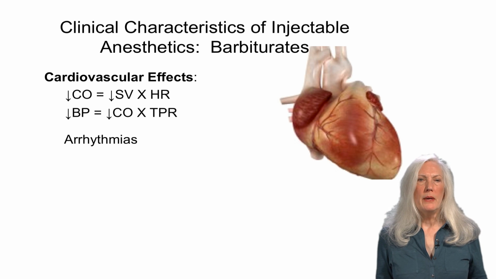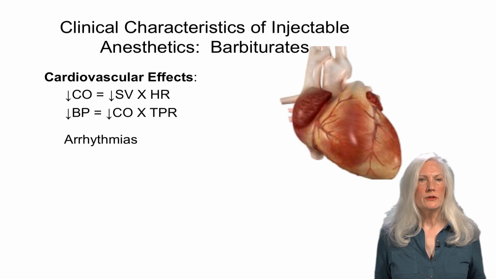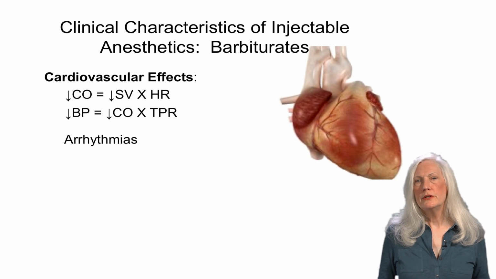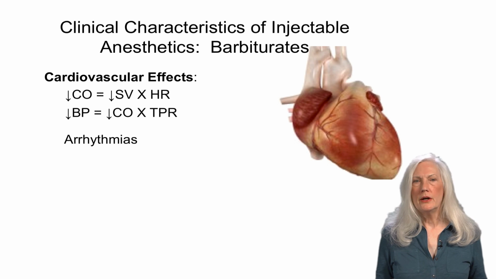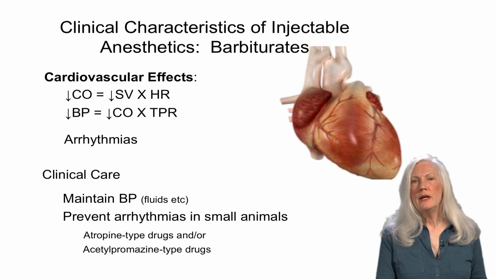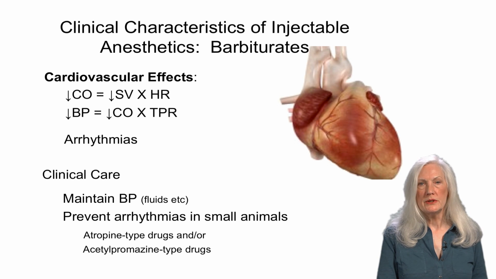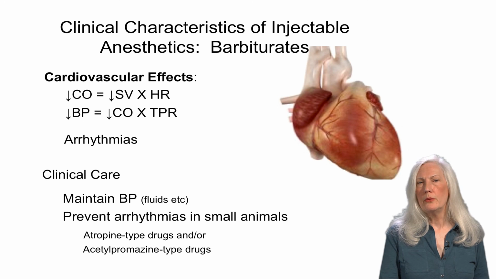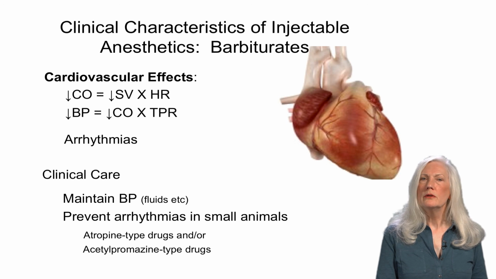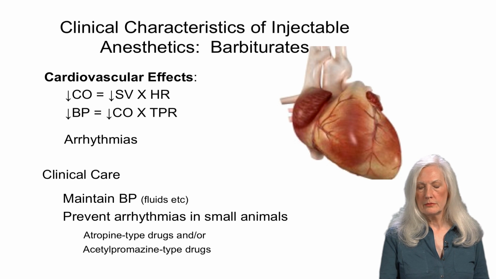Now let's talk about some of the major cardiovascular effects of injectable anesthetics. Barbiturates decrease the stroke volume in the heart, and this decreases the cardiac output. The decrease in cardiac output, in turn, decreases blood pressure. There may also be arrhythmias. To address these changes, you may need to supply fluids or other measures to maintain blood pressure, and treatment with atropine-like compounds or acetylpromazine provides some protection against arrhythmias. Obviously, the goal of newer drugs is to avoid these cardiodepressant and arrhythmogenic effects.